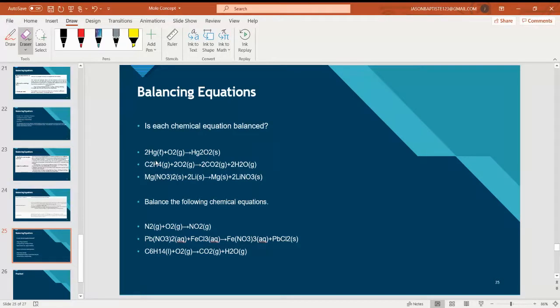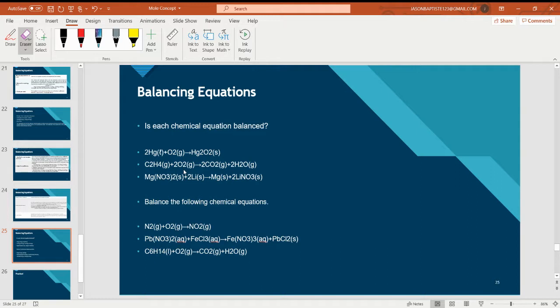We have hydrogen in its liquid form and oxygen in its gaseous form to give us H2O2. Now this shouldn't be solid, this should be liquid because this is hydrogen peroxide. And yes, this equation is balanced because there are 2 oxygens and 2 hydrogens on both sides.